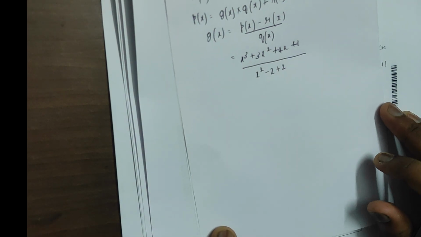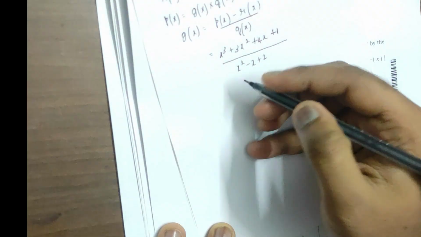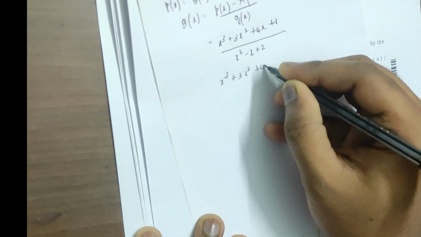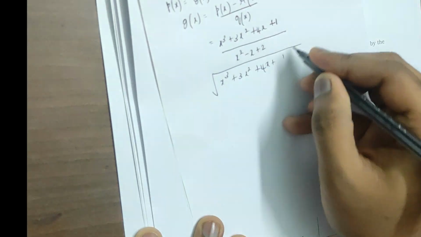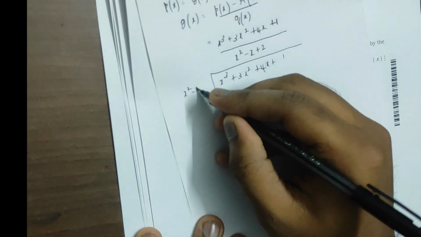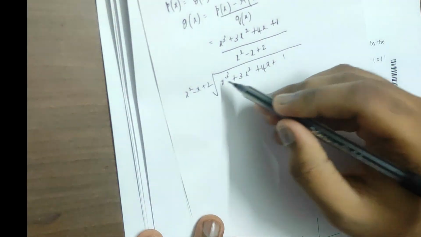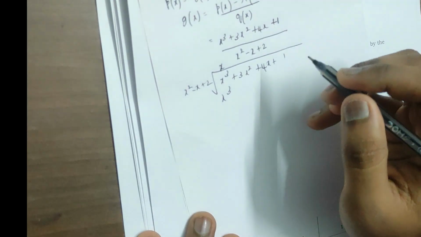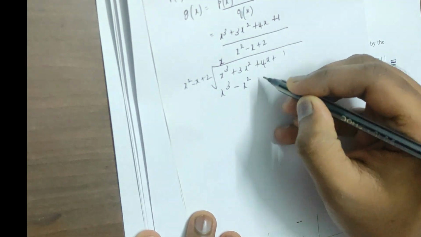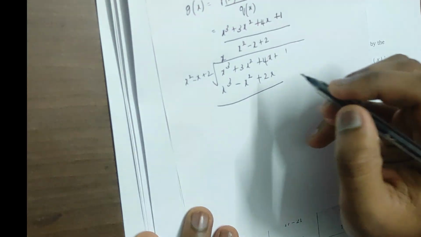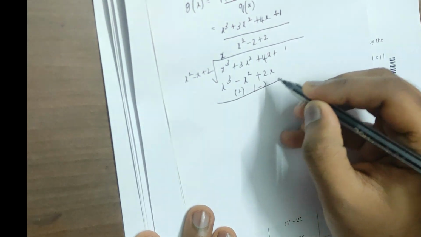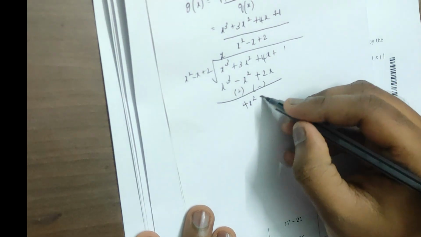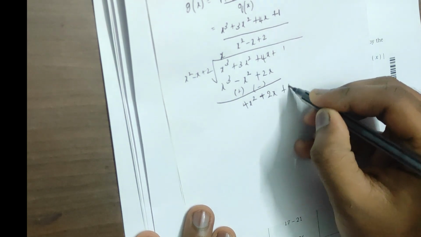Now let us divide this polynomial. x cube plus 3x square plus 4x plus 1 divided by x square minus x plus 2. x cube by x square is x. x into x square minus x plus 2 gives x cube minus x square plus 2x. Change the symbols, plus minus, plus. 3 plus 1 gives 4x square, this is plus 2x plus 1.